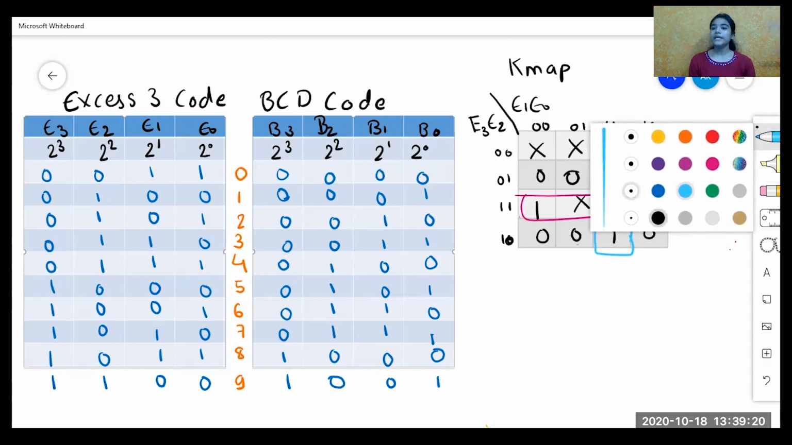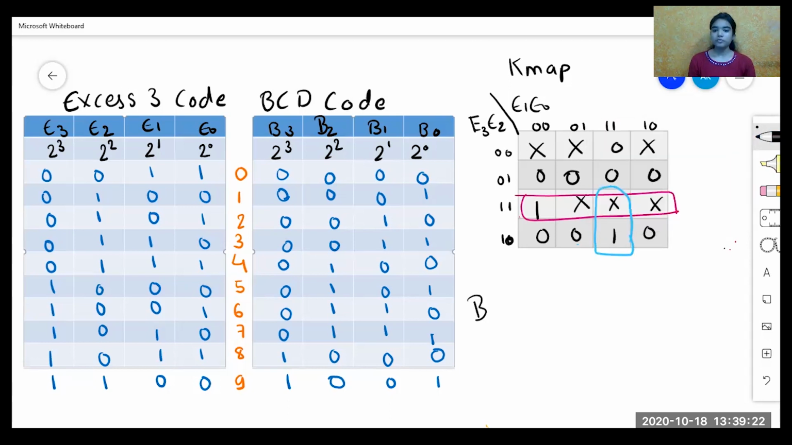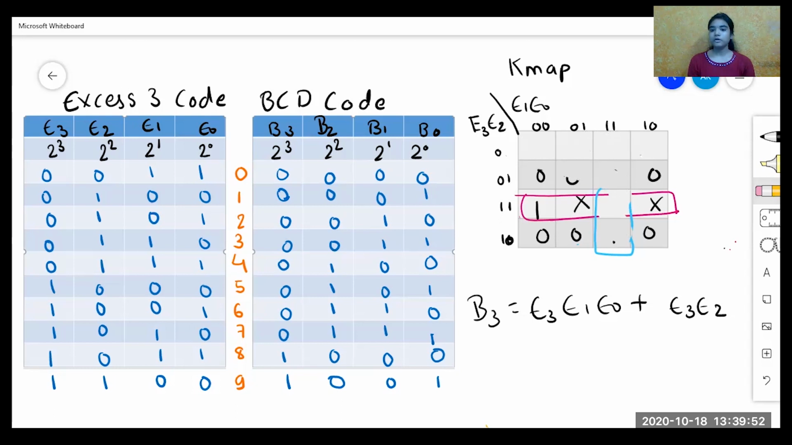Okay, now we write down the final output for B3. So for this blue grouping, we see vertically E1, E0 is common and horizontally only E3 is common. So we write E3, E1, E0. And for this purple grouping, we see nothing is common vertically and horizontally E3 and E2 is common. So this completes our K-map for B3. Now we'll move forward with the K-map of B2.